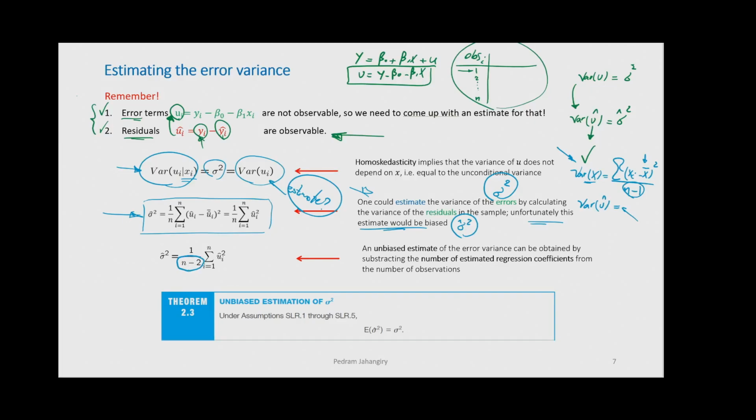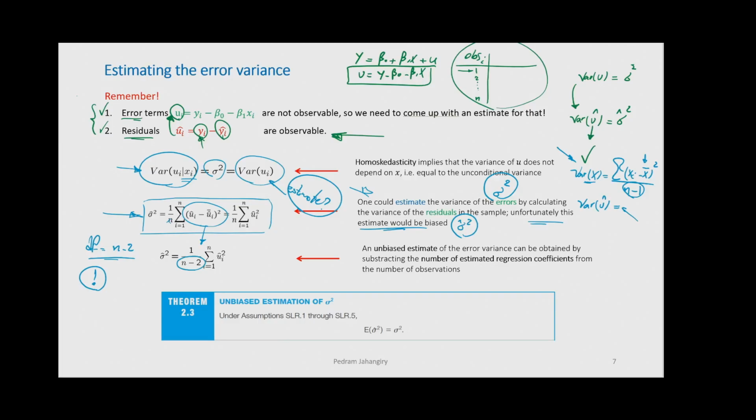I want you to stare at this equation and tell me why the unbiased version is n minus 2. So the degrees of freedom is n minus 2. Again, this is an exercise for you. Think about it. I'm going to answer this question in the class as well. Why is it not n? Well, we know it's not n because we are estimating, so these values are already estimated. And why is it not n minus 1? Why is it n minus 2?